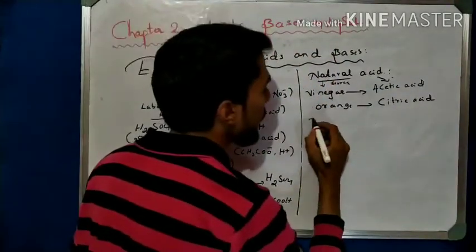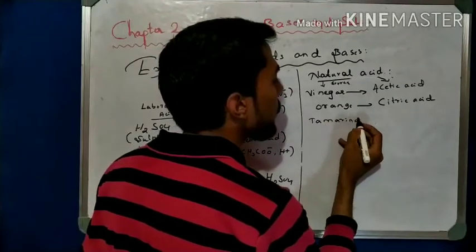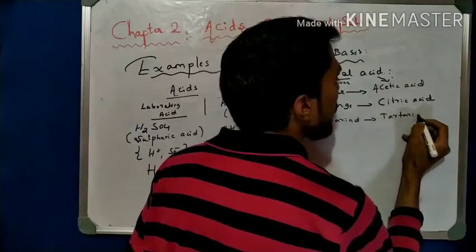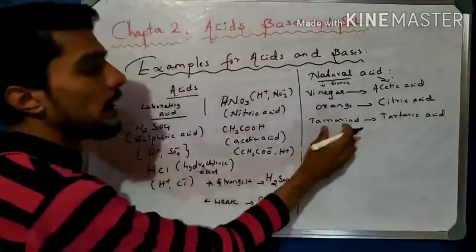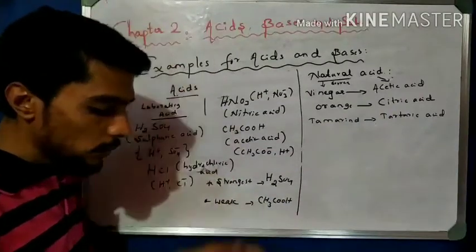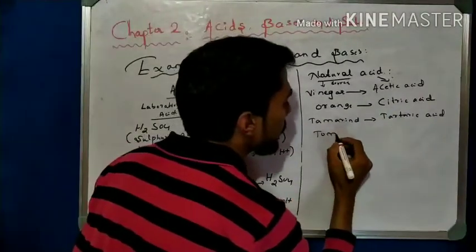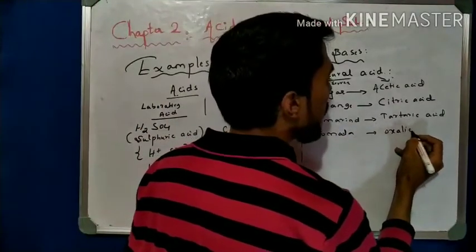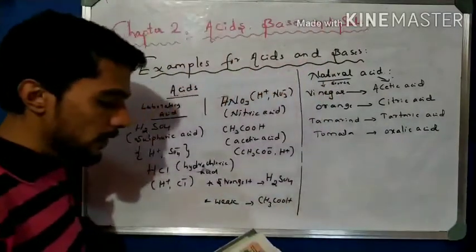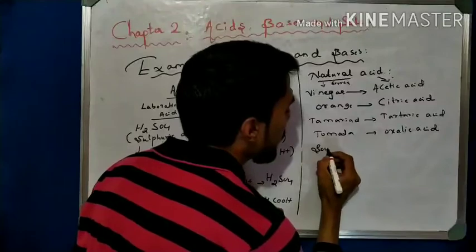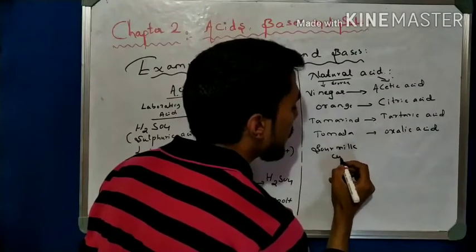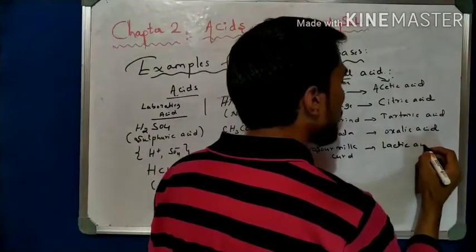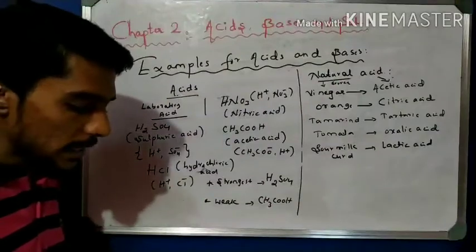Then another, tamarind, which has tartaric acid. T for tamarind and T for tartaric acid, so both are same. Then tomato, having oxalic acid. Next, sour milk, that is curd. Curd has lactic acid. The acid present in sour milk, curd, is lactic acid.